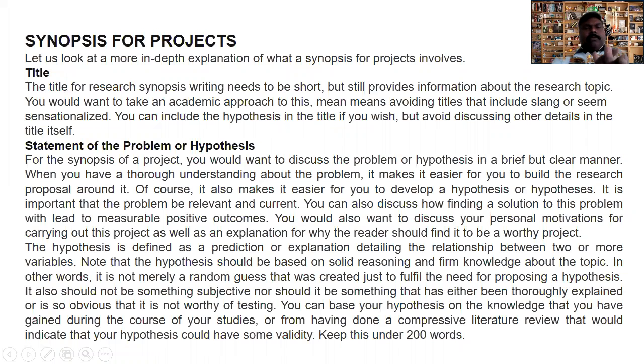I'm going to show our example for our university, in the department, how we have to do it. Synopsis for projects: a title already we have, then the statement of the problem. You want to discuss the problem, what is there. So in the problem statement, we have to thoroughly understand the problem, why we are doing this project, and what we have to do. You would also want to discuss your personal motivation for carrying out this project, something subjective that has to be thoroughly explained.